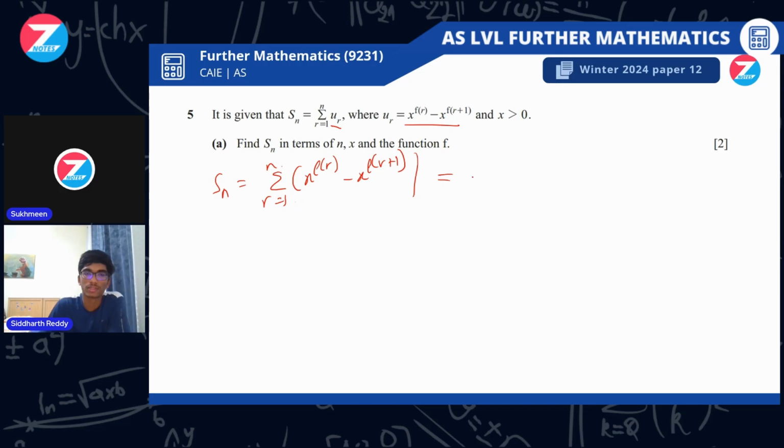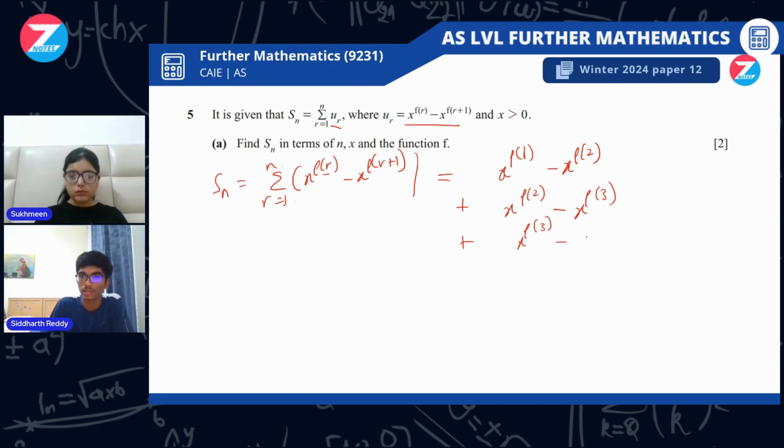So first we substitute r. So x to the power f of 1 minus x to the power f of 2, plus x to the power, substitute 2 now, f of 2 minus x to the power f of 3, plus, now when we substitute r as 3, x to the power f of 3 minus x to the power f of 4, and so on, until you get x to the power f of n minus x to the power f of n plus 1.